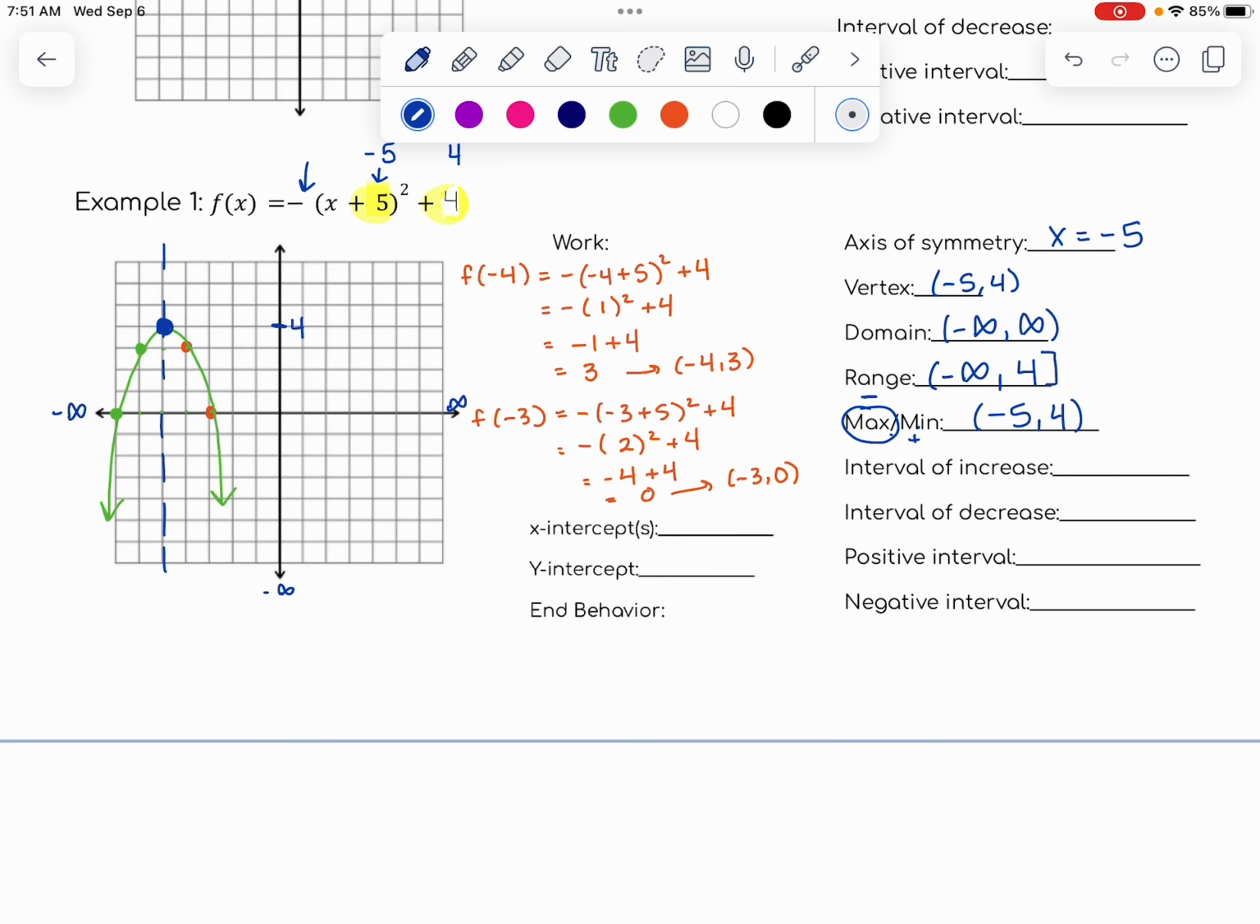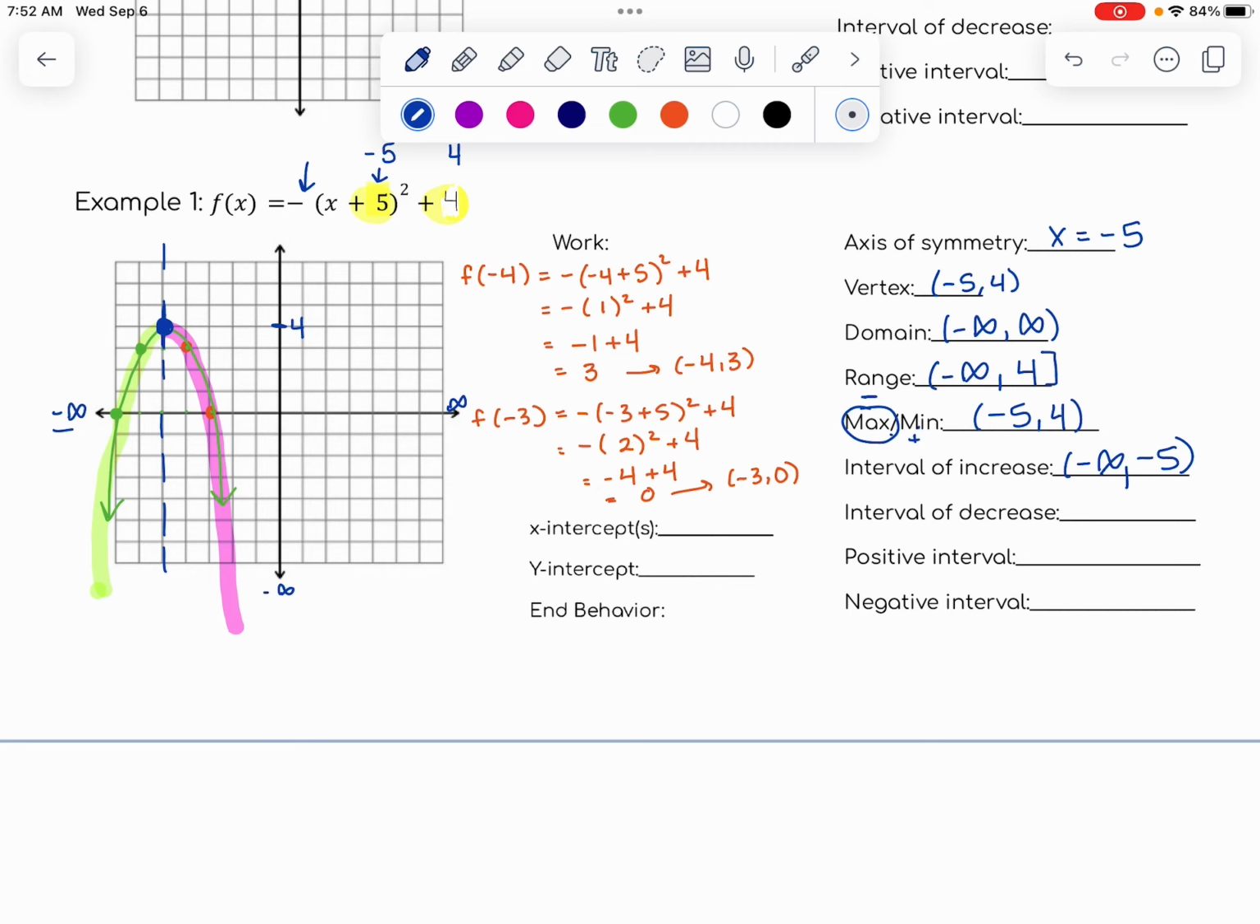All right, for intervals of increase or decrease, again, this is where we imagine we're riding the roller coaster from left to right. So as this graph starts all the way at -infinity, and it goes up, up, up, up, up, and then your roller coaster changes and it starts to go down the hill. So our first interval of increase starts where the graph starts on x values. So we start at -infinity for the x's. And it continues to increase until we get to the vertex, which is at -5. Again, remember these intervals are in terms of x values.